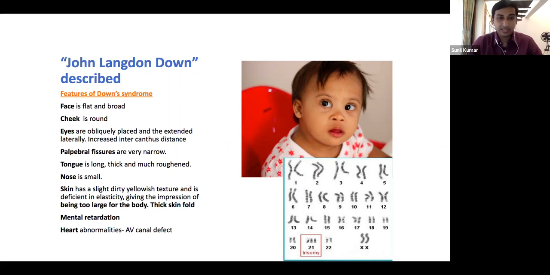Skin has a slight dirty yellowish texture and is deficient in elasticity, giving the impression of being too large for the body, and thick skin folds. And obviously, mental retardation will be there of varying severity. Then these babies will have heart abnormalities, the commonest one being AV canal defect. In the bottom right hand side, you're seeing a karyotype wherein 3 chromosomes are seen at the 21st location.